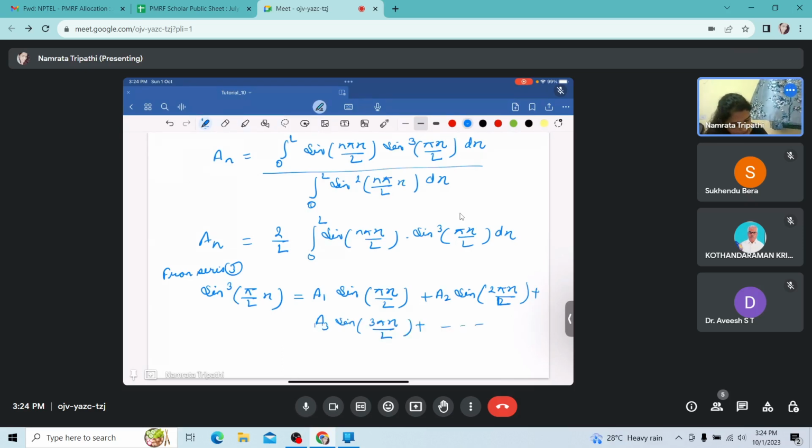And the left hand side we can write as, what is the formula for sin³x? We know sin3x is 3 sin x minus 4 sin³x. With the help of this formula, we can write 3 sin(πx/L) minus sin(3πx/L). Fine? Is it clear?